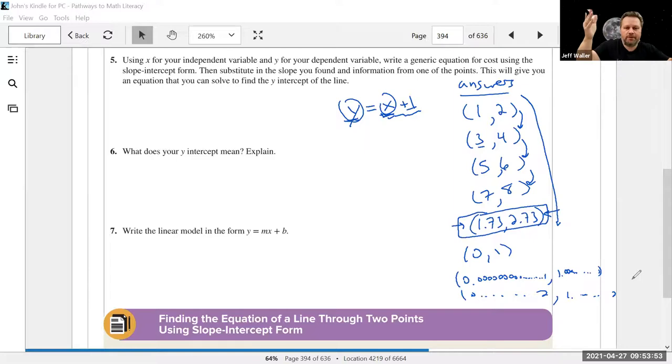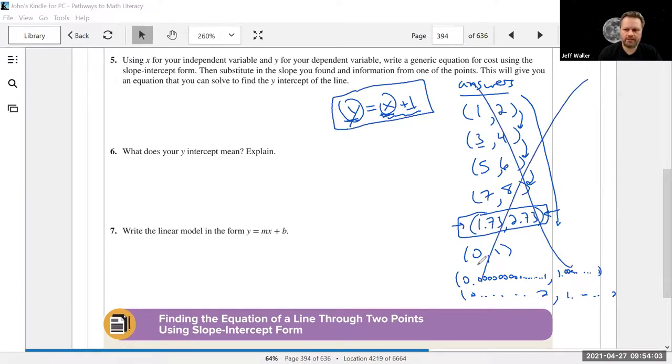Because how many values can I put in for X? That's how many values of Y I can get, and that's an infinite number. Holy shit. So if somebody said, give me all the answers to this, I'm not going to do this. I am going to graph, all right, 0, 1, 1, 2, 2, 3. I'm going to graph, and then I'm going to make a line, and then I'm going to say, there's your answer. And they're going to be like, where's my answer? Well, that point works, and that point works, and that point works. Every point that this line goes through works.